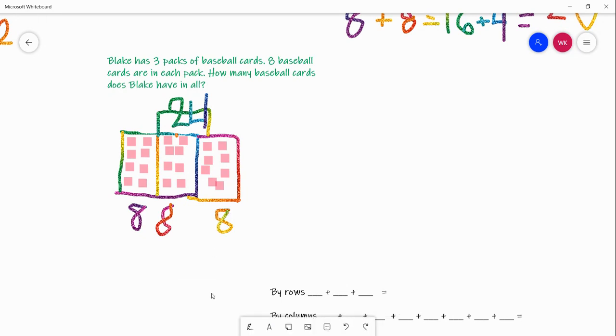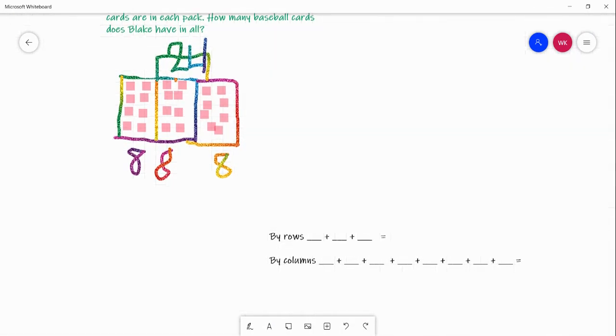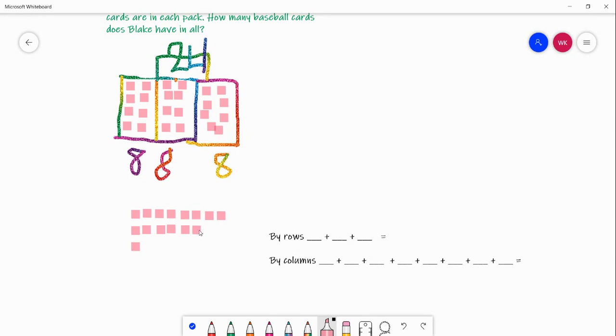Now we are going to go ahead and do an array to try to figure out this problem also. So we have 3 packs, so we're going to have 3 rows and 8 in each row.